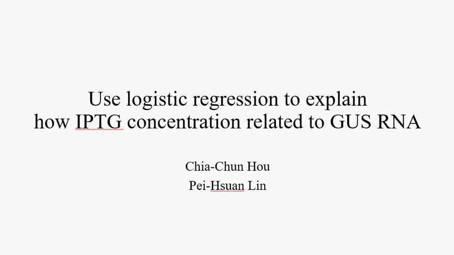In this class, I already put GUS DNA in E. coli. So now I want to get the GUS RNA from E. coli. The topic is to use logistic regression to explain how IPTG concentration is related to GUS RNA.